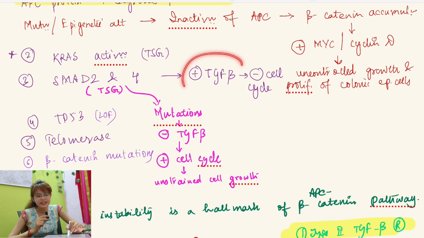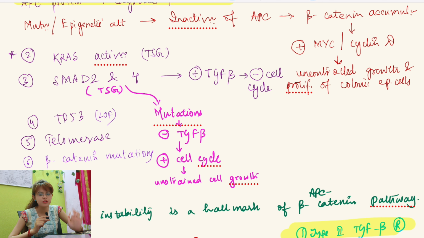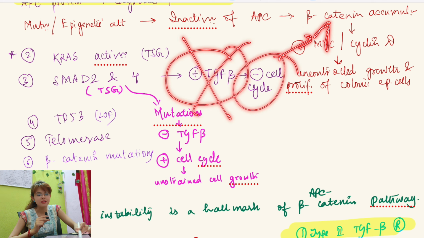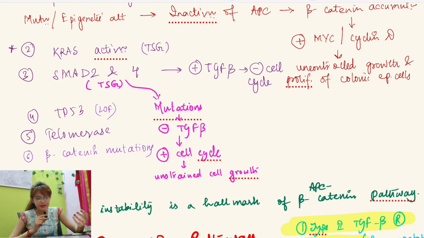Now this SMAD2 and 4, basically it is a tumor suppressor gene. It stimulates the TGF beta pathway, which causes a decrease in the cell cycle, which will stop the cell cycle. It inhibits the cell cycle. So SMAD2 and 4 is a tumor suppressor gene because it inhibits the cell cycle through the TGF beta pathway. But once there is mutation, this TGF beta will no more be there. So now there is a decrease in TGF beta, which means ultimately there will be an increase in the activity of the cell cycle, which will cause an increase in proliferation and unrestrained cell growth, right? So I hope that you are understanding this mechanism.